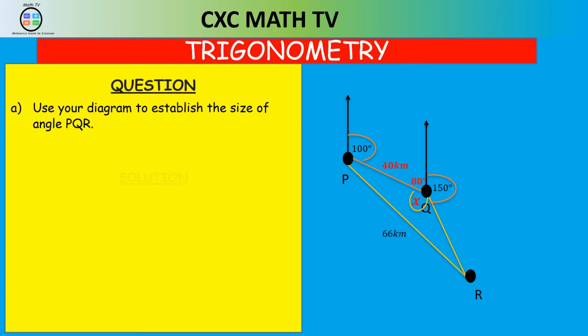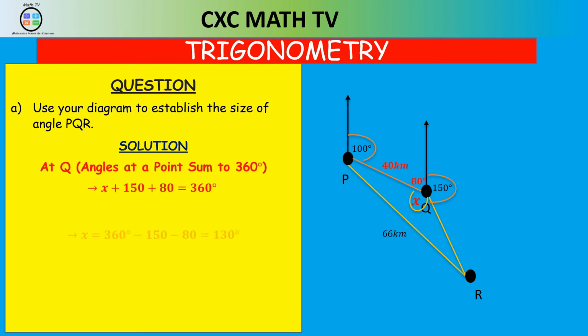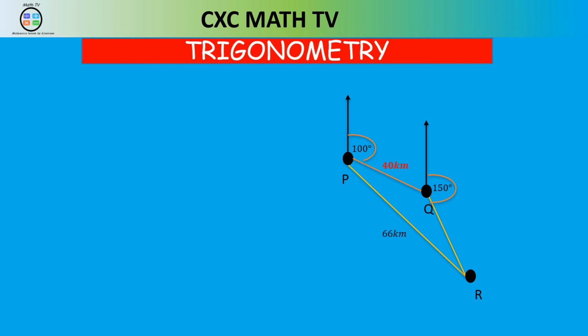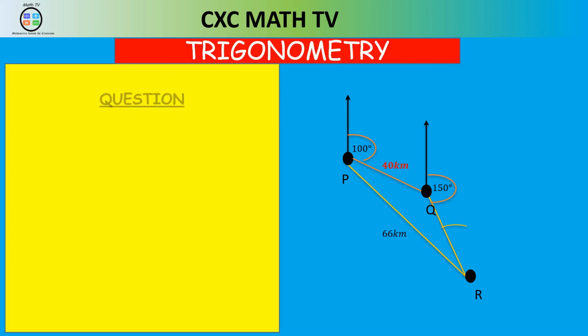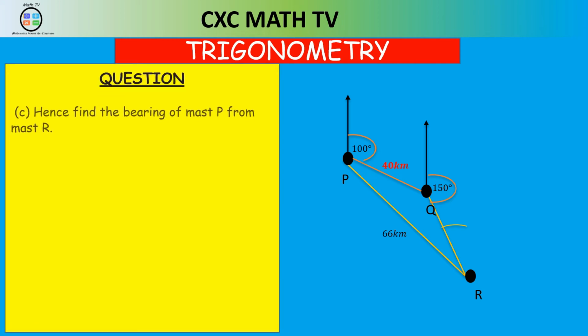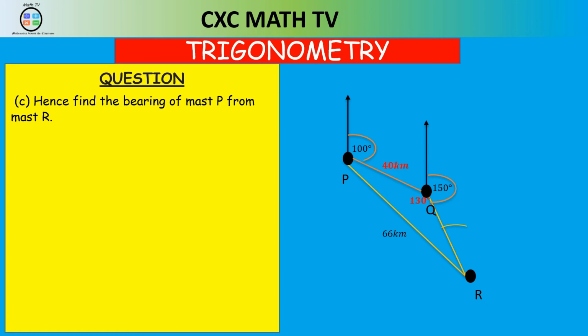Now what else do we know? We also know that at the point Q, angles at a point sum to 360 when you make one complete revolution. And so we would know that 80 plus 150 plus angle X is equal to 360. And so by transposing it, that gives us that X is 130 degrees. So finally, we can tell them that angle PQR is equal to 130 degrees. So we put that on the diagram right there.